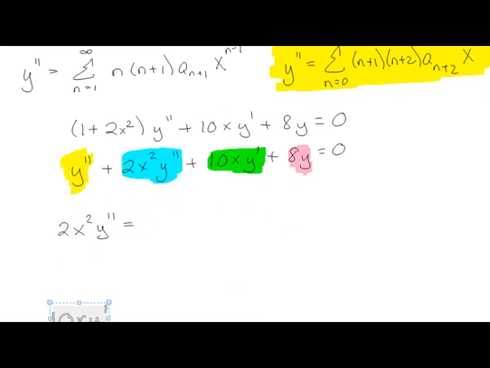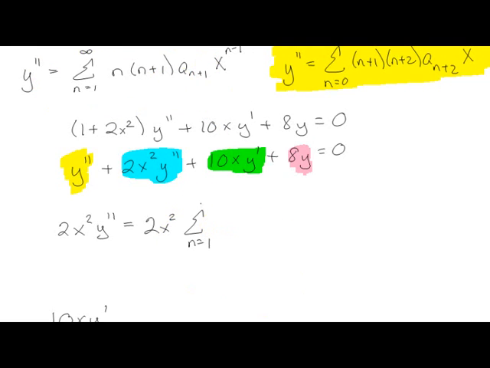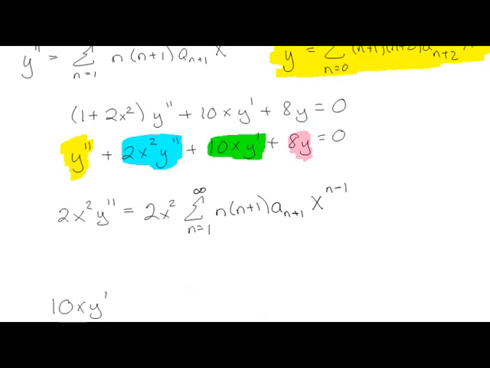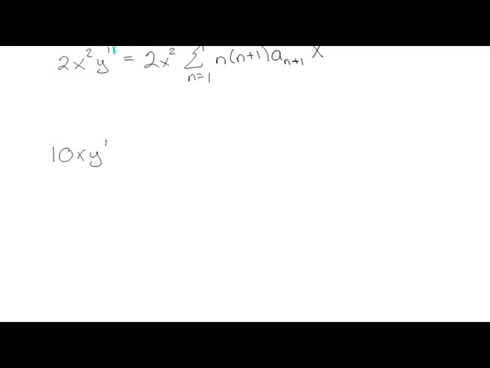So 2x squared y double prime was equal to, and I'm looking at the one right here, the sum from n equals 1 to infinity of n times n plus 1, a sub n plus 1, x to the n plus n minus 1. So this is the blue one that I'm looking at.